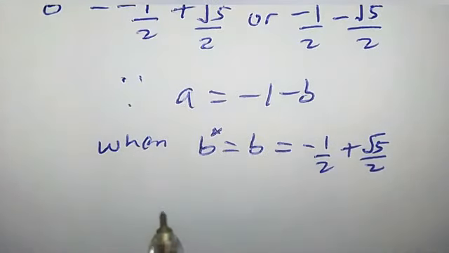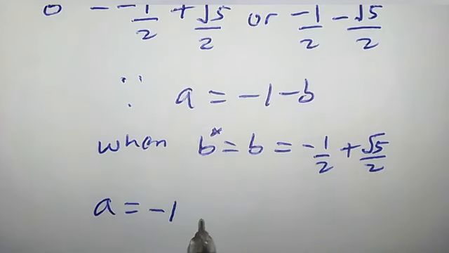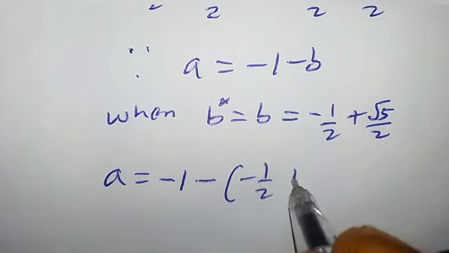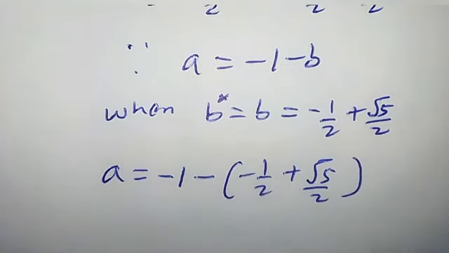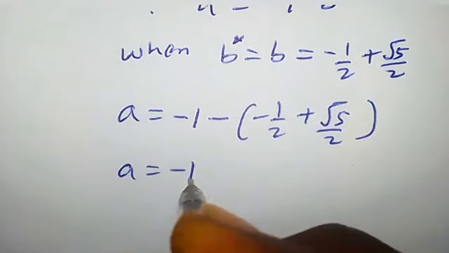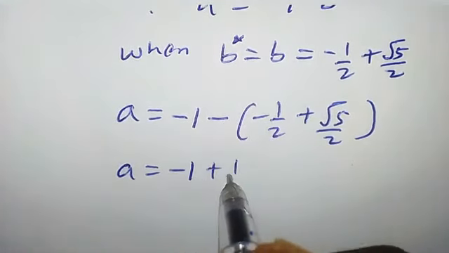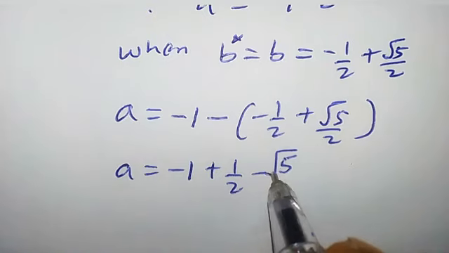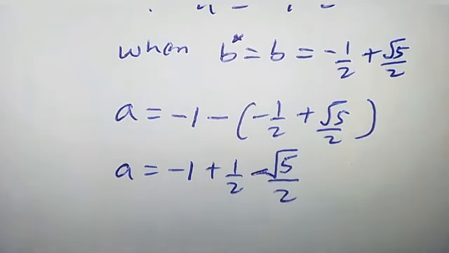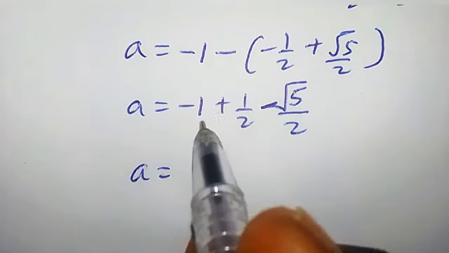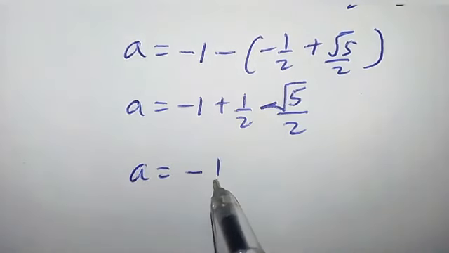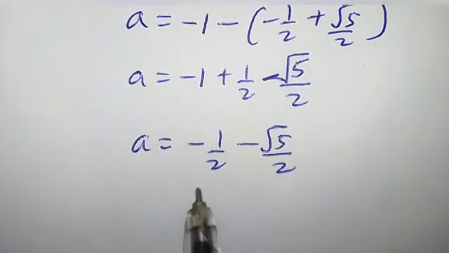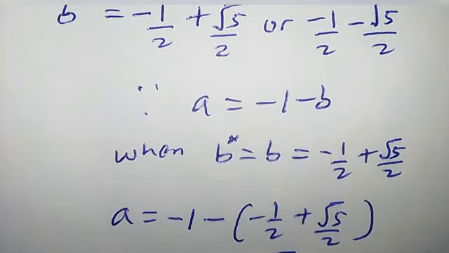From this line, we're going to have A equals -1 minus, what is B now? This, minus half plus square root of 5 over 2. So A is equal to -1 minus times minus half, that is plus half, minus times square root of 5 over 2, that is negative square root of 5 over 2. A is equal to -1 plus half, that is minus half, minus square root of 5 over 2. That means when A is equal to this, the value of B is this.